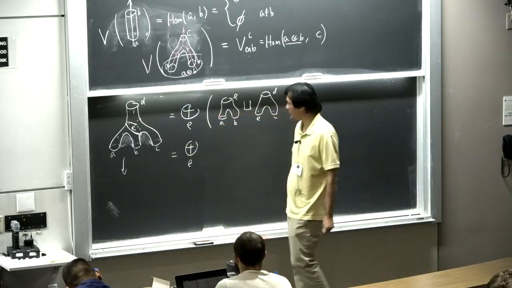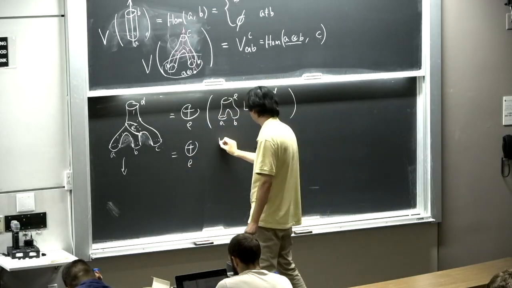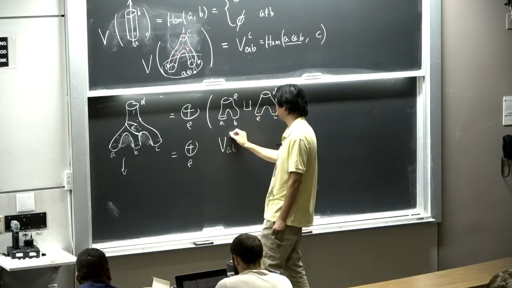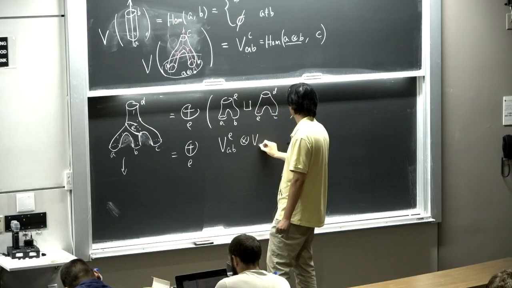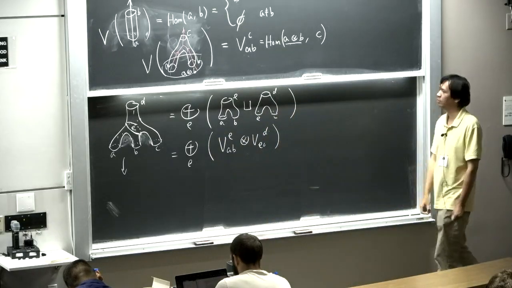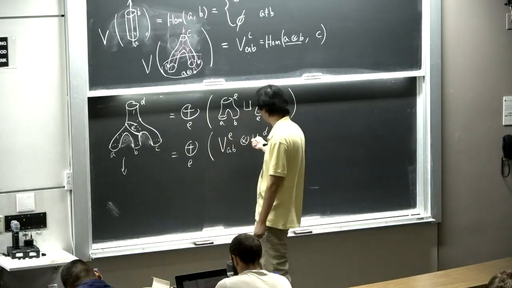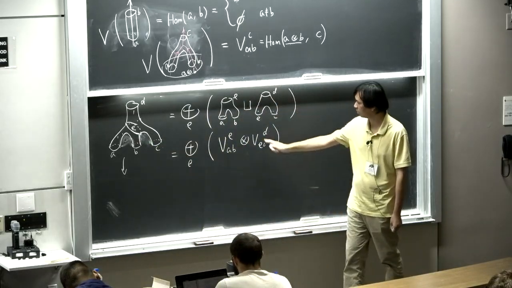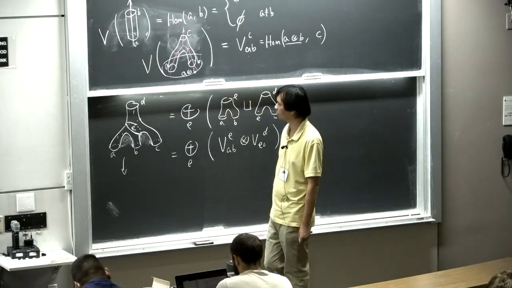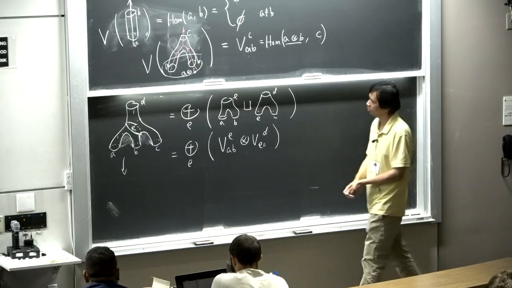And again, by the disjoint union axiom of TQFT, we know this is just a tensor product of the two vector spaces, V_ABE and V_ECD. So we know how to decompose the vector space on a four-puncture sphere into a direct sum of the tensor products of these three-puncture sphere vector spaces. Okay, so we know what we should do on the four-puncture sphere.